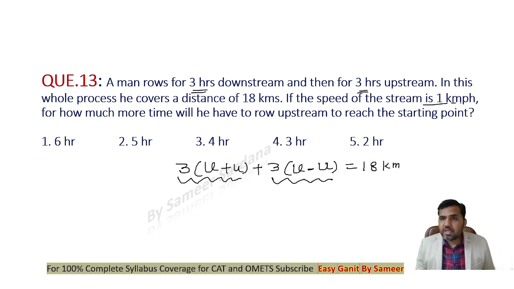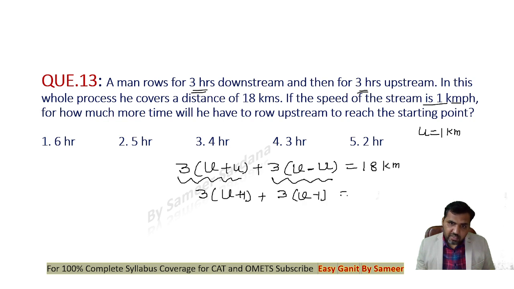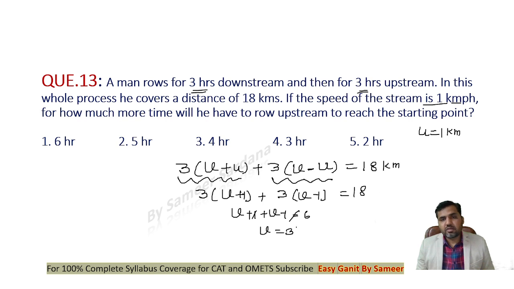If the speed of the stream, that means the water speed, u, is 1 kilometer per hour, just put the value of u. 3 into v plus 1 plus 3 into v minus 1 is given to me as 18, right? So we can say that v plus 1 plus v minus 1 is equal to 6. This gets cancelled. V will be equal to 3 here, right?